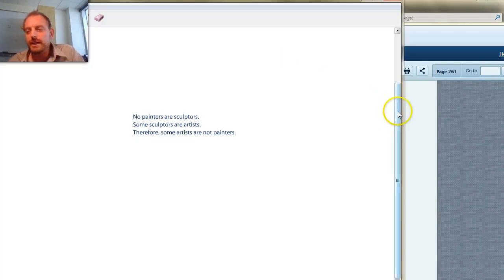Okay, so here is a proposition. I hope you can see that. It's kind of small. The proposition says: No painters are sculptors. Some sculptors are artists. Therefore, some artists are not painters. So the first thing to figure out before we figure out the mood and the figure is whether it's in standard form. That means we have to begin by looking at the conclusion, right? In the conclusion, artists is the minor term, and painters is the major term.